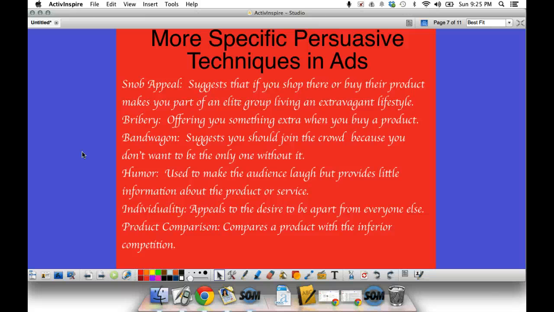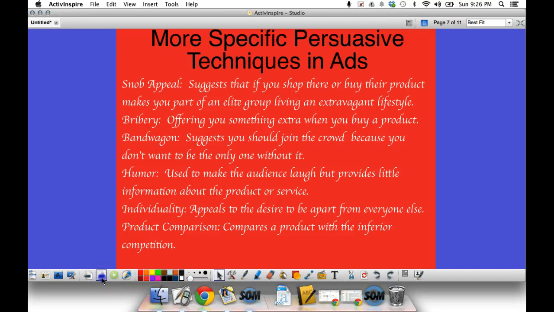And then product comparison. It compares the product with the inferior competition. There's the diaper commercials. They have the diapers and they pour the blue liquid, because apparently babies poop blue liquid now, and one leaks and one doesn't. That's comparing 2 products. I heard a commercial on the radio for some work boot that uses real steer hide, and it's a tougher boot, better than the rest, and that's product comparison.